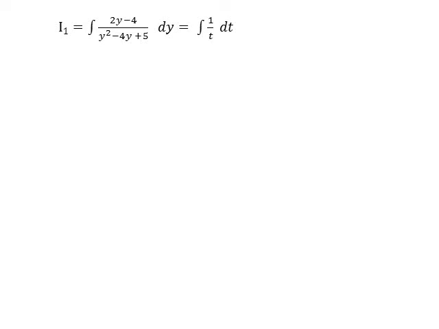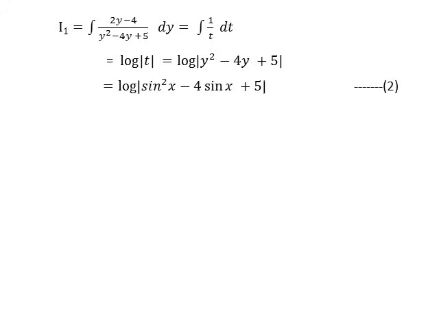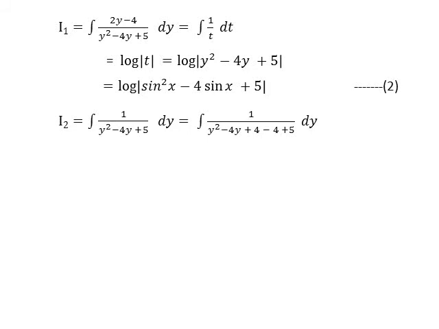Now integral of 1 by t is equals to log mod t. In place of t, write y² − 4y + 5. So I1 equals to log mod (y² − 4y + 5). Now in place of y, substitute sin x. It becomes log mod (sin²x − 4 sin x + 5). Marked it number 2. Now I2 equals to integral of 1 upon (y² − 4y + 5) dy.